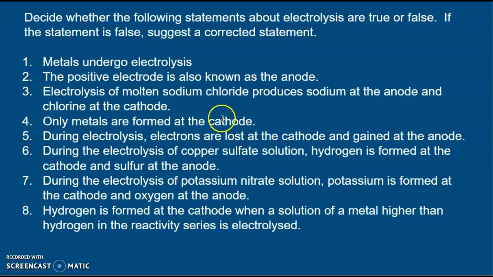Number four is false. If it said metals and hydrogen are formed at the cathode, then that would be a correct statement, because of course, when you're electrolyzing aqueous solution, you can get hydrogen produced as well. During electrolysis, electrons are gained at the cathode and lost at the anode.